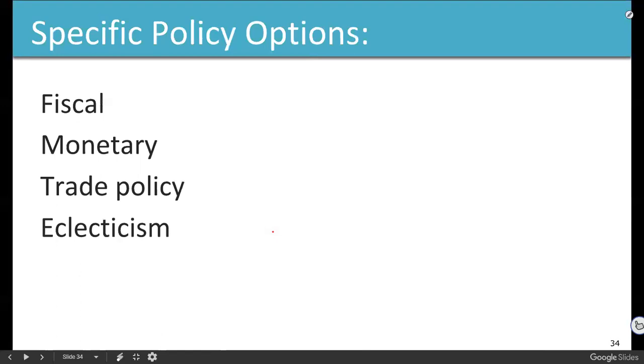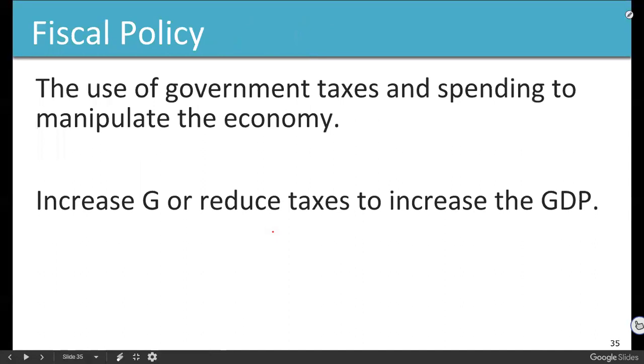That's economic theory. Eclecticism. Fiscal policy is where the government changes the amount of taxes that they charge and the amount of spending they do in order to manipulate the economy. This is the government saying, we don't think people are spending enough, we're going to spend more. Then they figure out what they're going to spend it on. They've made the decision, I'm going to spend more, I'm going to spend less. Then they work out the details.